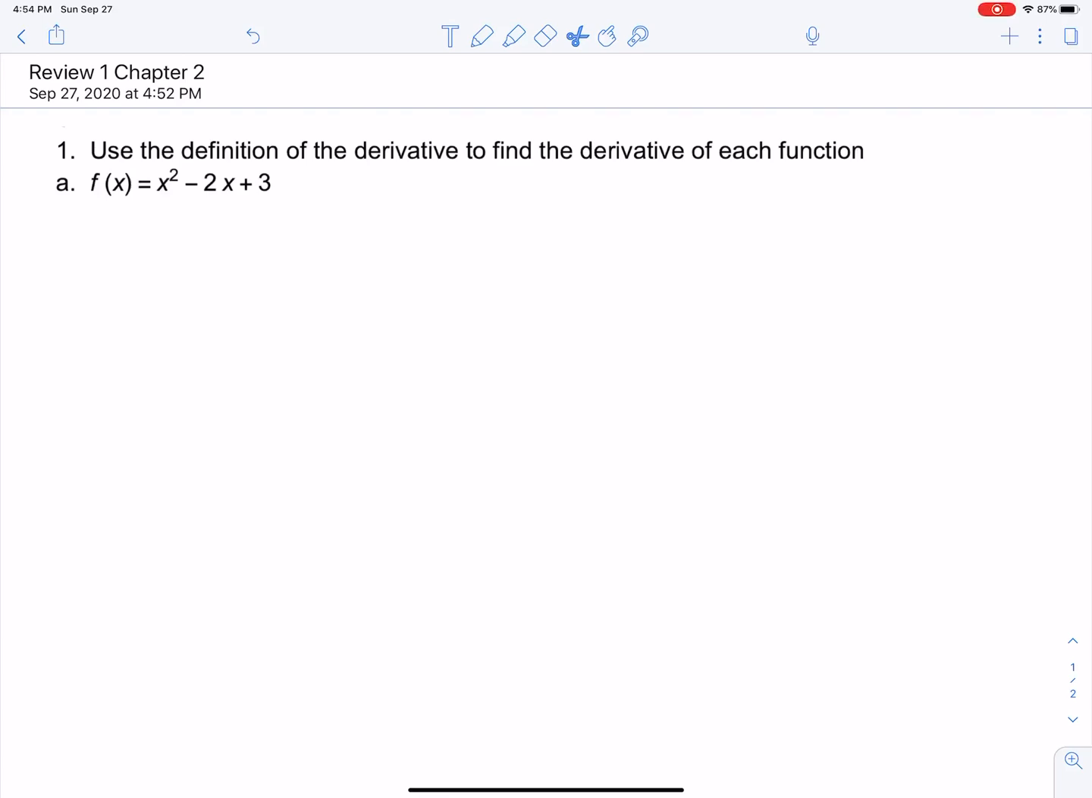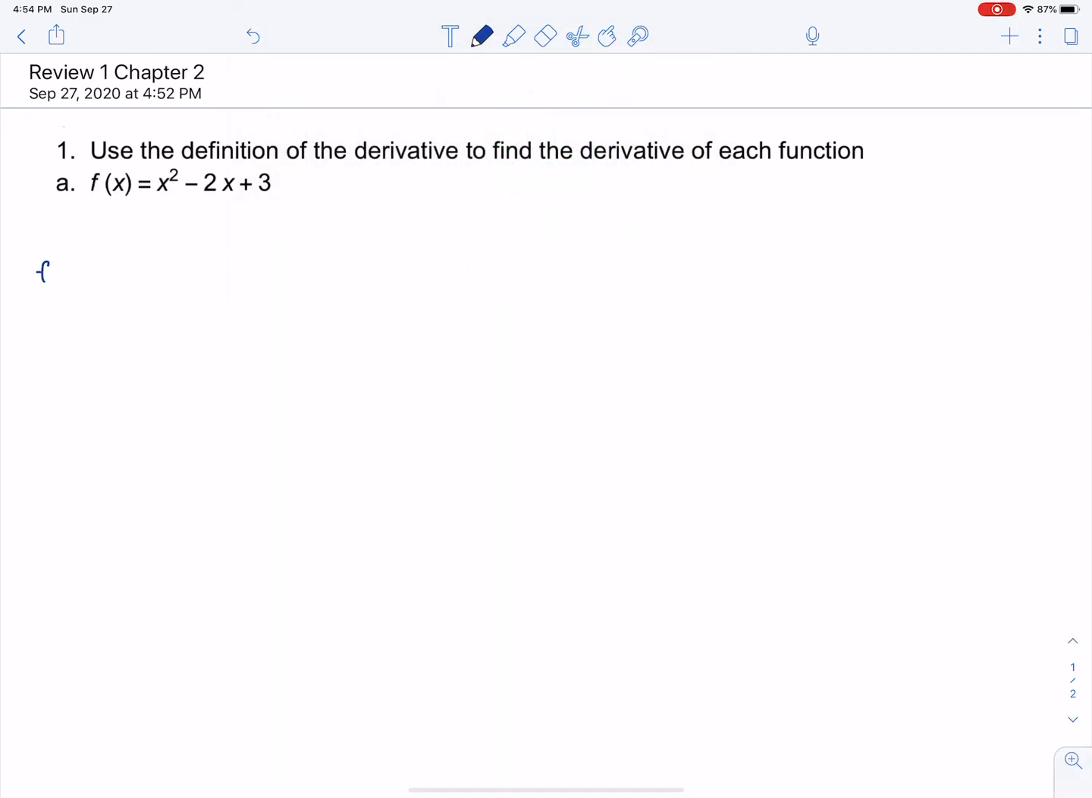Okay, so we are going to use the definition of the derivative to take the derivative of this function. So, reminder, what is the definition of the derivative? The definition of the derivative is, whoa, don't need to do that in fingerprint. Okay, so what do we got?